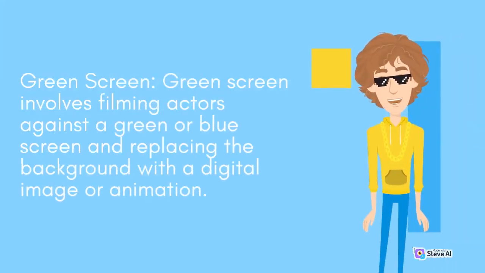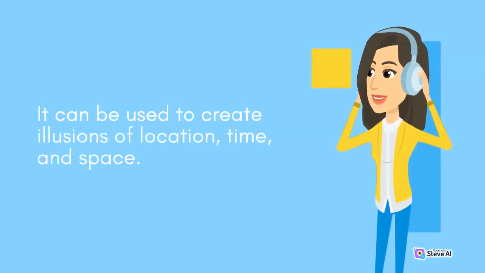Green screen. Green screen involves filming actors against a green or blue screen and replacing the background with a digital image or animation. It can be used to create illusions of location, time, and space.